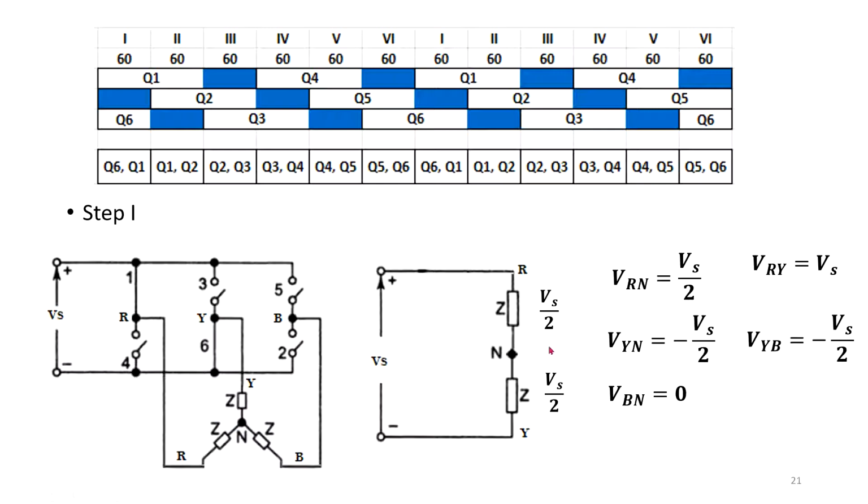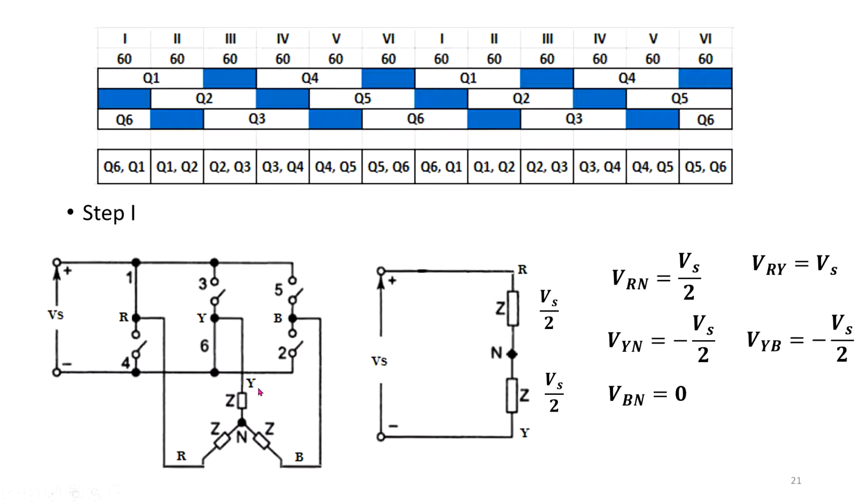If you look at the diagram, VYB is minus Vs by 2. VYB, from this point to this point. Actually, this is nothing. This B point is over here, and actually this is the neutral point in this case, because there is no conduction path over here. If you use a multimeter, the voltage across this point will be Vs by 2. You need to be careful about this point.